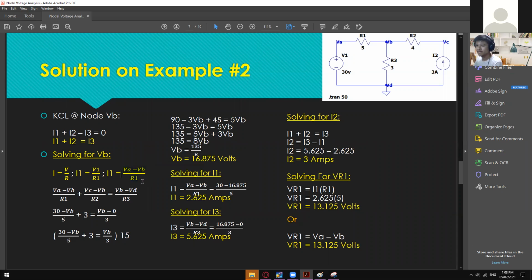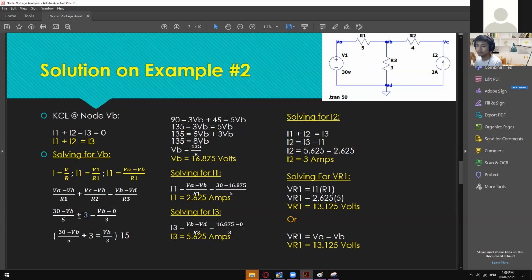So again, just by having this concept, you can now replace the I1 with this one, and then I2 with this one, VC minus VB divided by R2. And then I3 is equal to VB minus 0 over R3. Okay? And then after that, you can now place the given values that we have in here. So VA is 30, and then VB, we don't know that one, so just leave it as it is. And then R1 is 5, so we have here 5 ohms.